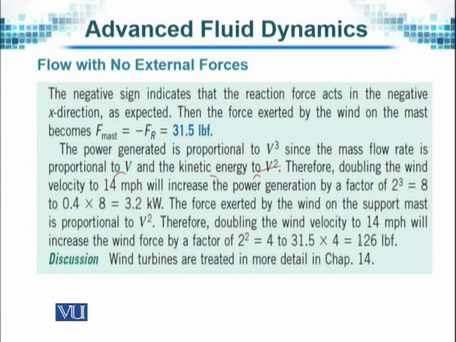From that, we calculate that doubling the wind speed to 14, the original speed was 7, will result in the force being 126 pound-force. And note that the power generated now is 3.2 kilowatt. So it is much more as compared to what it was before, when a very small amount of electricity was generated. Therefore, there is a substantial difference when the wind speed is doubled. The efficiency is increased.